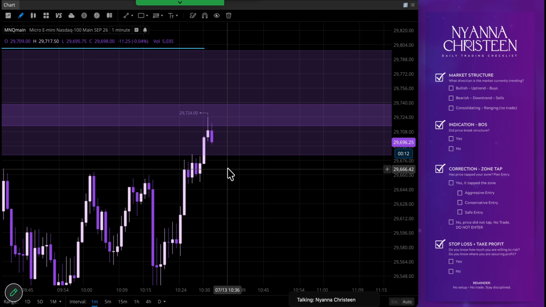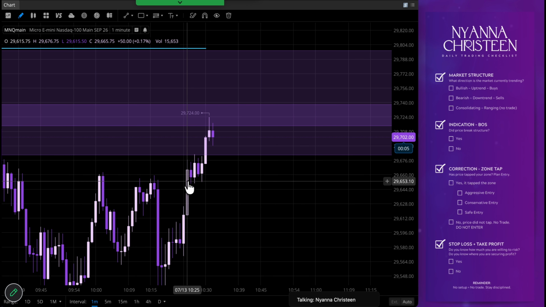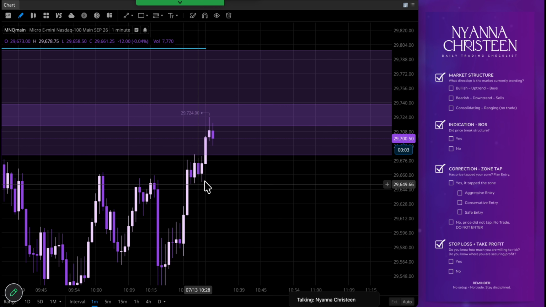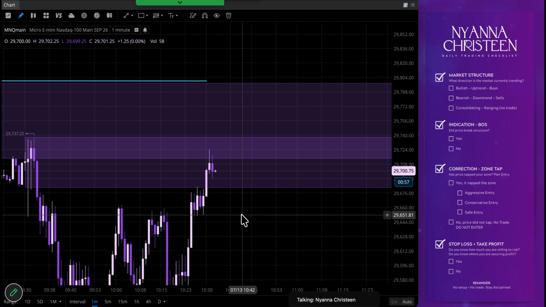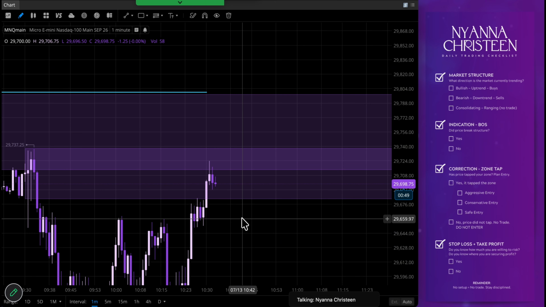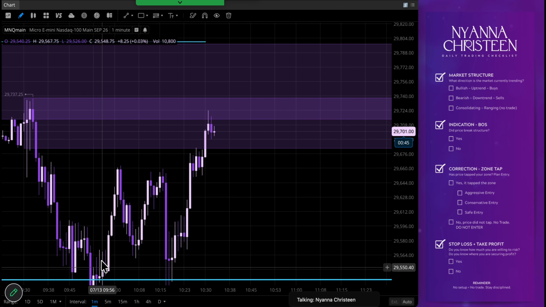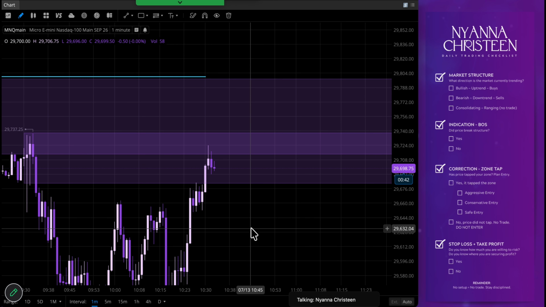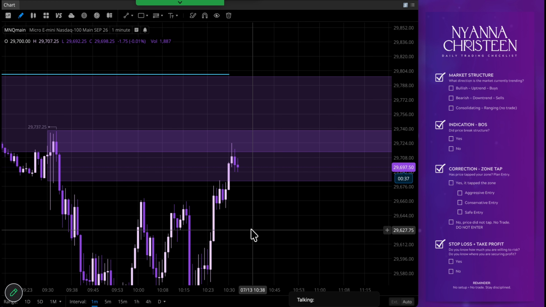I would need price to close outside this 5 minute zone if I would want to get in. But even if it did, it has this little area here. So it's just too much now. It's too many confluences that I would need to see just to be confident. And I'm not confident because price is moving on up. So yeah, it's a no trade there for me.